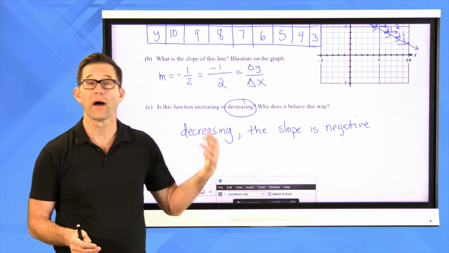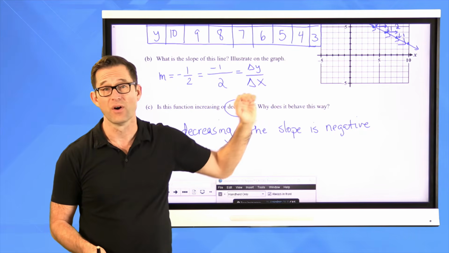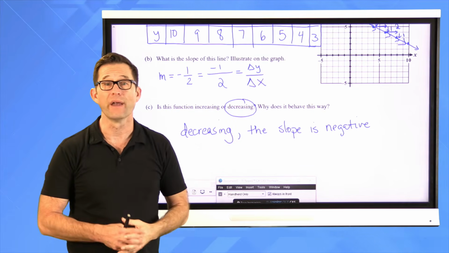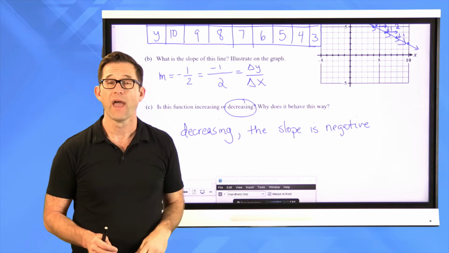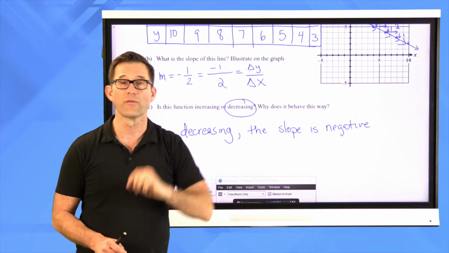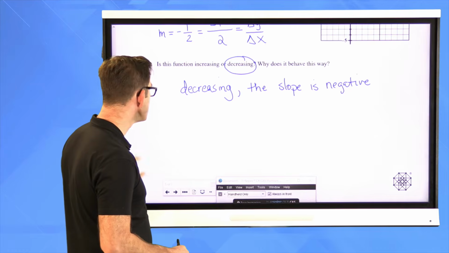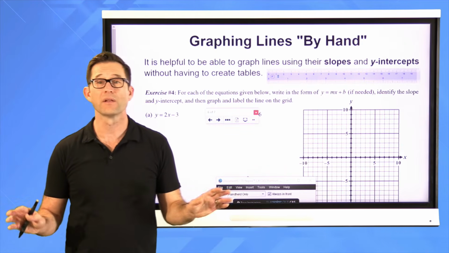Now, the cool thing about lines is that they're always decreasing, or they're always increasing, because they have only one slope. If the slope of the line is positive, the line will increase as you move from left to right. And if the slope of the line is negative, the line will decrease as you move from left to right. It's really that simple. All right. And it's amazingly important that you have that piece of the puzzle when it comes to lines and linear functions.